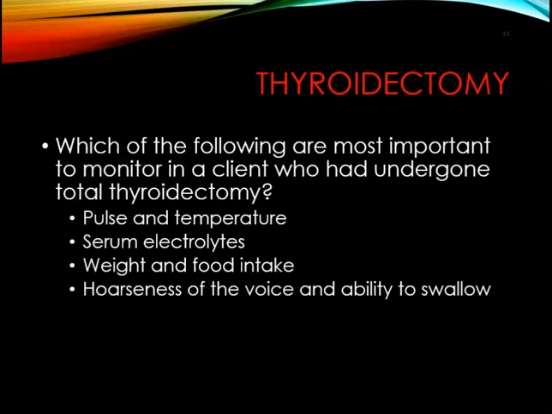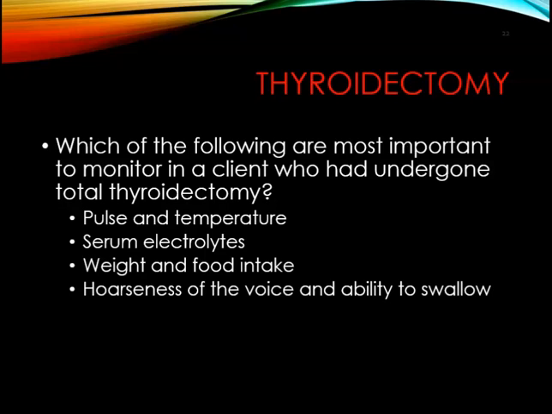Which of the following are most important to monitor in a client who has undergone a total thyroidectomy? So with a total thyroidectomy, you want to make sure you're monitoring your pulse, temperature, and blood pressure. You're watching for hypovolemic shock from hemorrhage. Assess your dressing and the area behind the neck and shoulders for drainage due to patient positioning. The vascularity of the gland increases risk for hemorrhage.